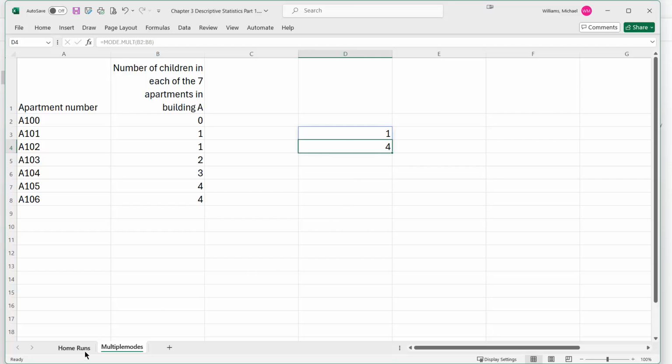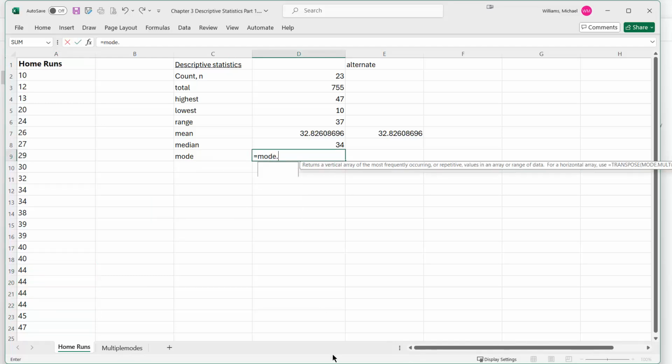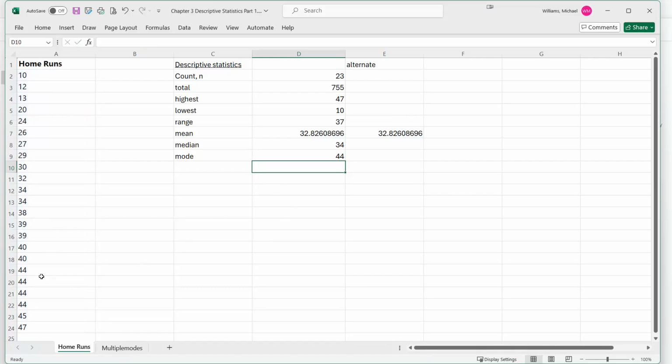Now for this one, we know, because we can see it, there's only 1. So it's only going to show 1. But if we weren't sure, if we had a lot of data and we weren't sure, we wouldn't want to put anything below mode until we did this mode mult. And then grab this. Now it's only going to return 1 answer. But you see, we left some space below, just in case if there was more than 1 mode, it would list all the modes down below. Now it's only going to come up with 1 because there's no tie here.